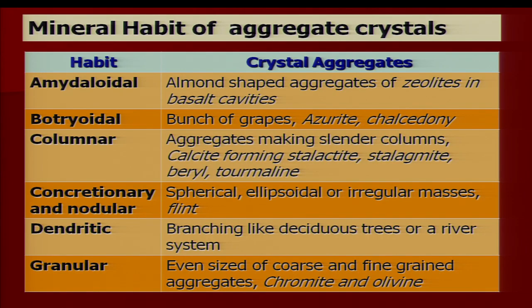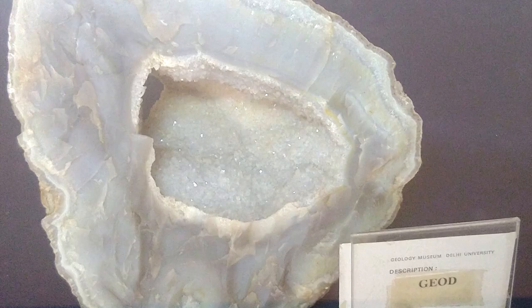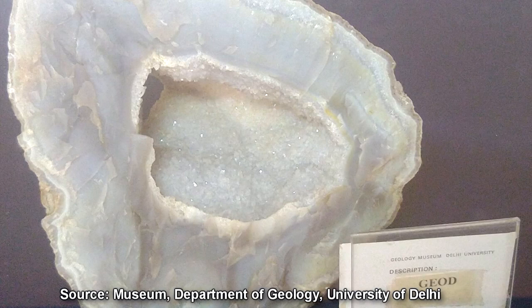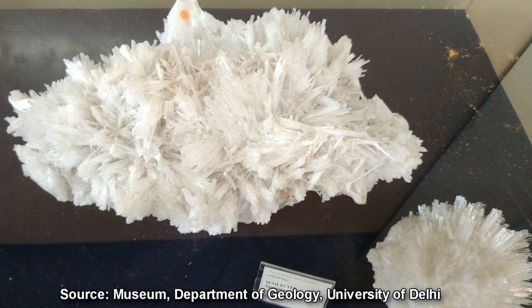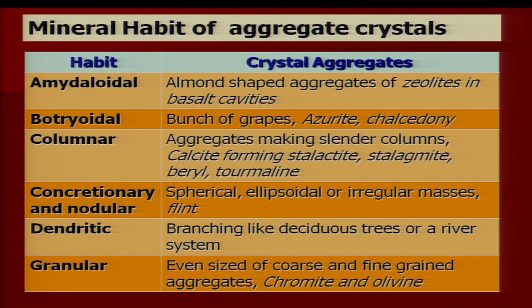Now, mineral habit of aggregate crystals. What is that? Habit in crystal aggregates. Under this category, there are various types of habit: amygdaloidal habit, botryoidal habit, columnar habit, concretionary, nodular, dendritic or granular habit. Amygdaloidal means almond shaped aggregates of zeolite in basalt cavities. The cavities are pre-existing, and in these pre-existing cavities the secondary minerals like zeolite crystallize and occupy the shape of the cavities. Such a habit is called amygdaloidal habit.